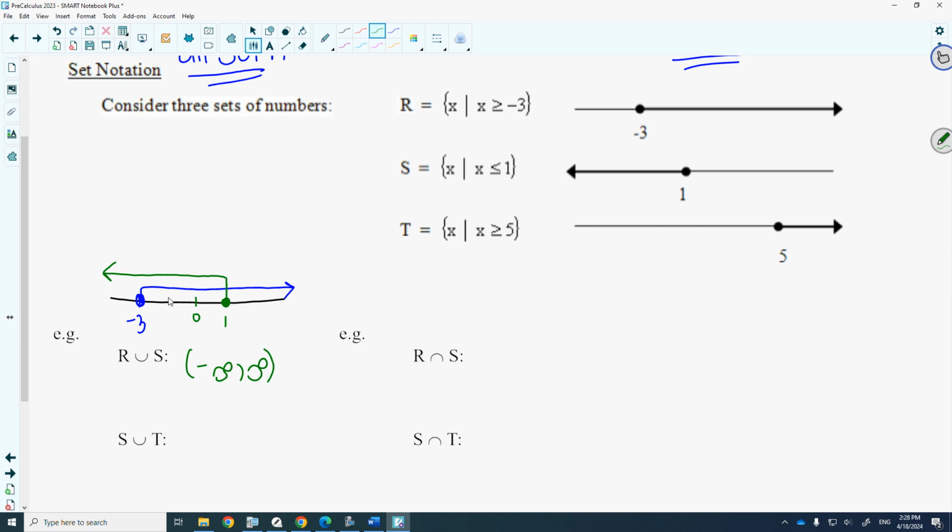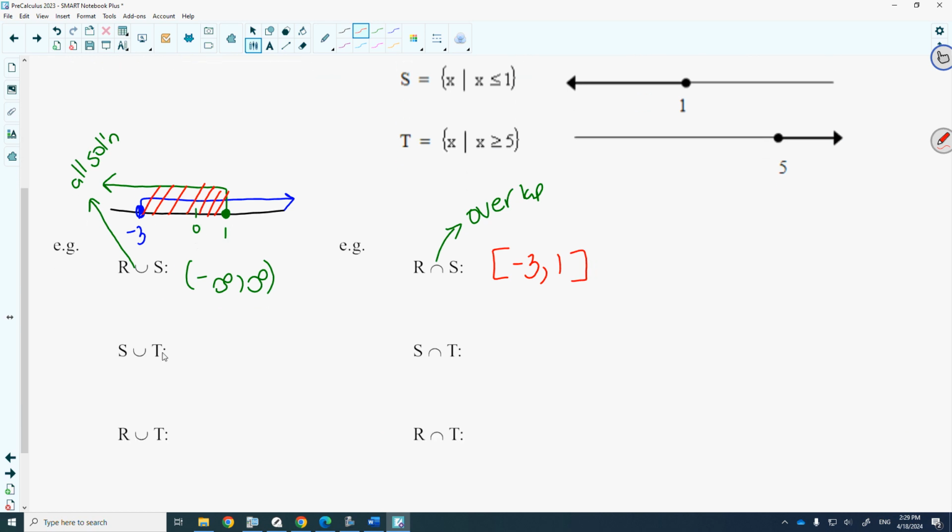Okay, let's do the intersection of R and S. An intersection is the overlap, right? Union is all solutions. So if I go back to this same problem, the overlap of R and S: where do these two overlap? They overlap right here. How I would say that is from -3 to 1 is where they overlap. So it would be square bracket, -3 to 1 is the overlap.